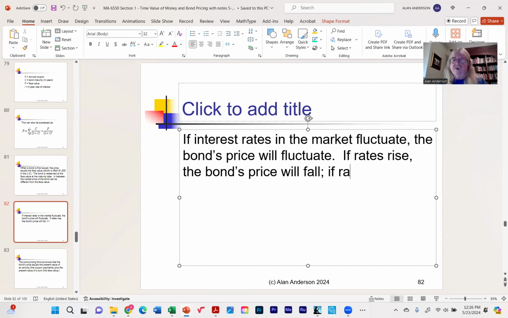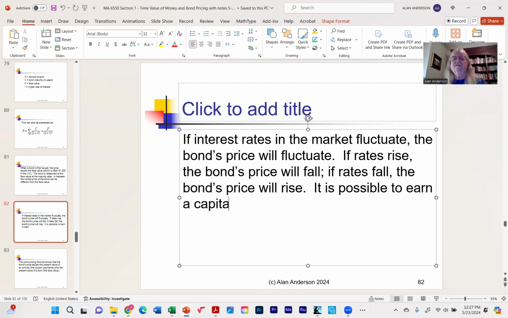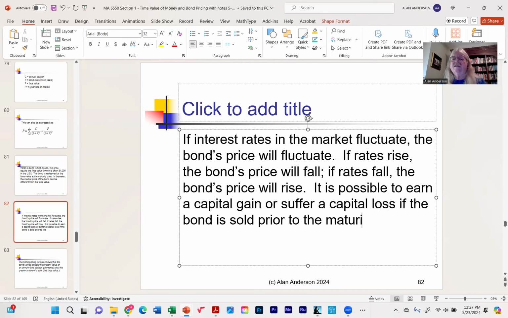If rates fall, the bond's price will rise. So therefore, it is possible to earn a capital gain or suffer a capital loss if the bond is sold prior to the maturity date.